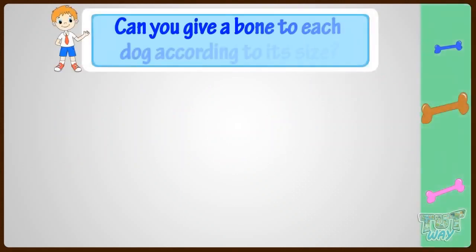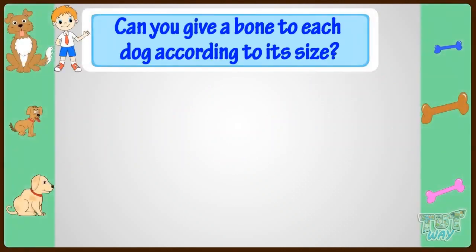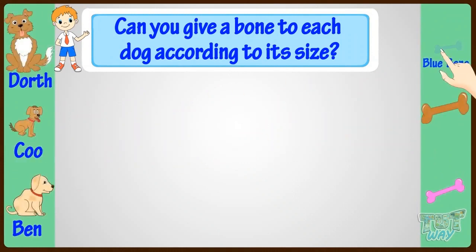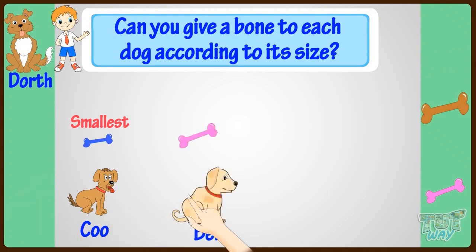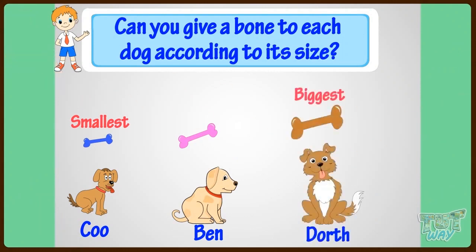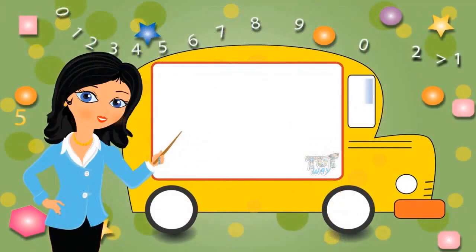Now, can you give a bone to each dog according to its size? Coo will get the blue bone as he is the smallest and should get the smallest bone. Ben will get the pink bone. Dorth will get the brown bone, as he is the biggest and will get the biggest bone. Now you may go ahead and take a quiz to learn more.